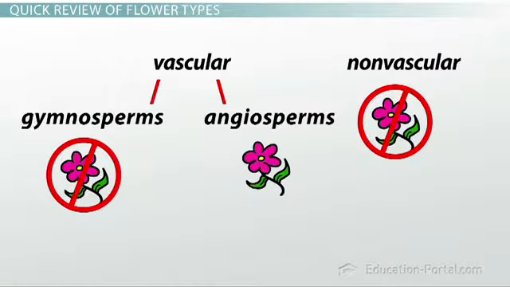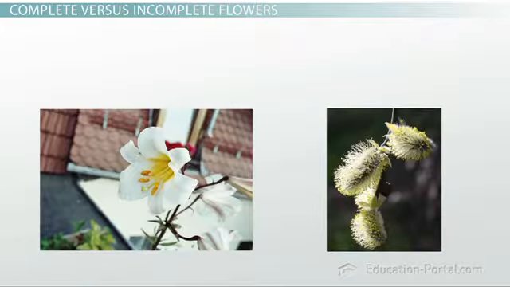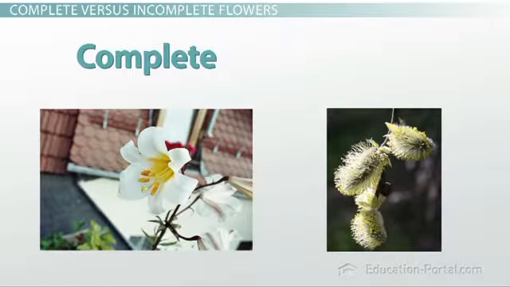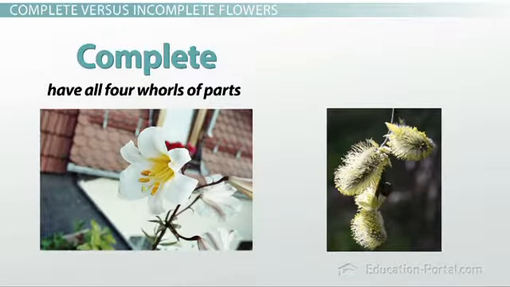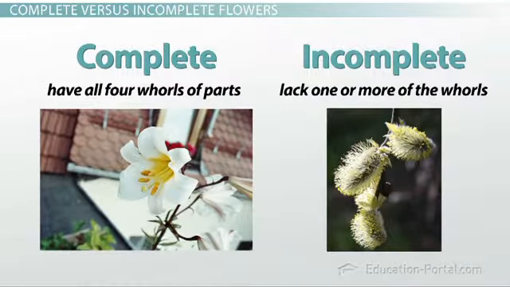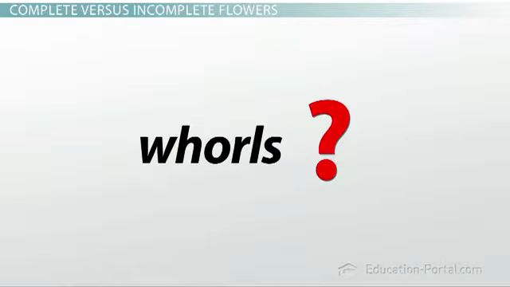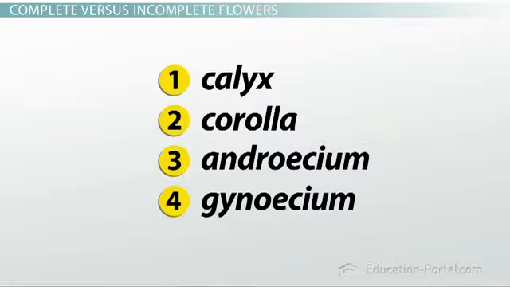Both divisions of angiosperms, the monocots and the dicots, have the same basic structures in their flowers. Flowers can be described as either complete or incomplete. Complete flowers are those that have all four whorls of parts, while incomplete flowers are those that lack one or more of the whorls. These definitions may leave you asking, what are whorls? In flowers, there are different layers of parts which are described as whorls. There are four possible whorls, including the calyx, corolla, androecium, and gynoecium.